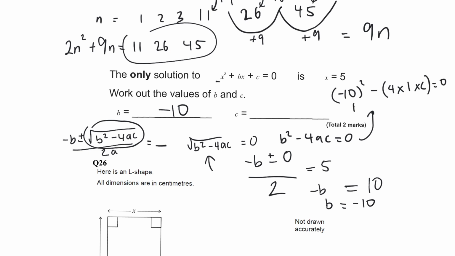Minus 10 squared is 100. So 100 minus 4 times 1, which is 4c, is equal to 0. Then 4c is equal to 100. So c is equal to 25, as we just divided both sides by 4. So that is how we work out those values.